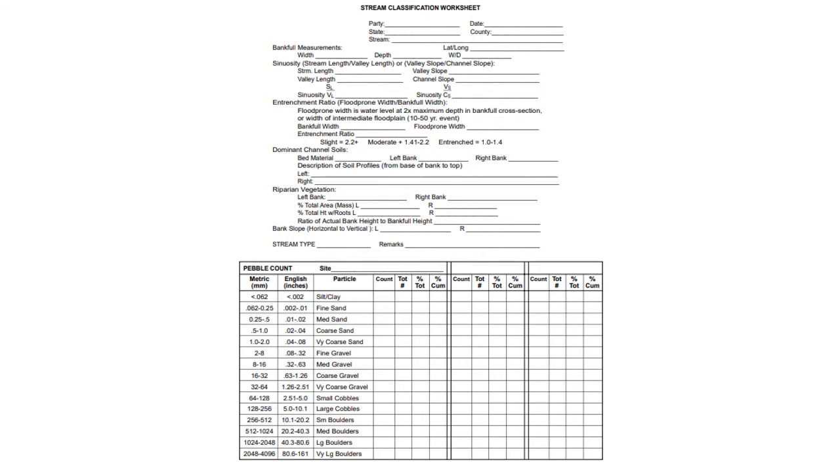This is the stream classification worksheet that I used for the NRCS methods. If you look at the top, the first data that it requires is bank full measurements, and it asks other things like sinuosity, entrenchment ratio, channel soils, riparian vegetation, bank slope, and from that you can get a stream type, and below it takes in a pebble count.